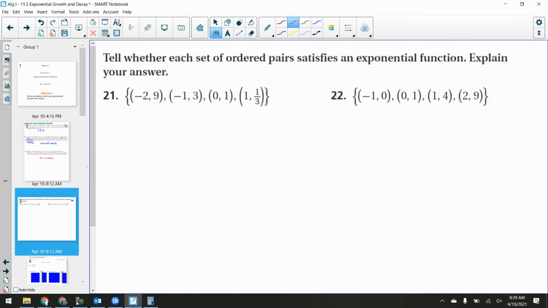Okay. Now, tell whether the ordered pair satisfies an exponential function and explain your answer. Rosalie, is this exponential for number 21?